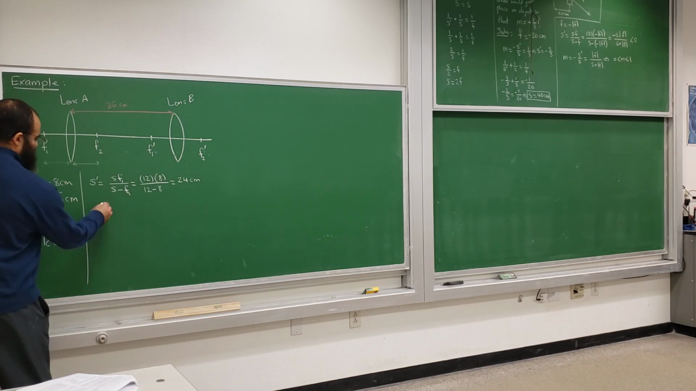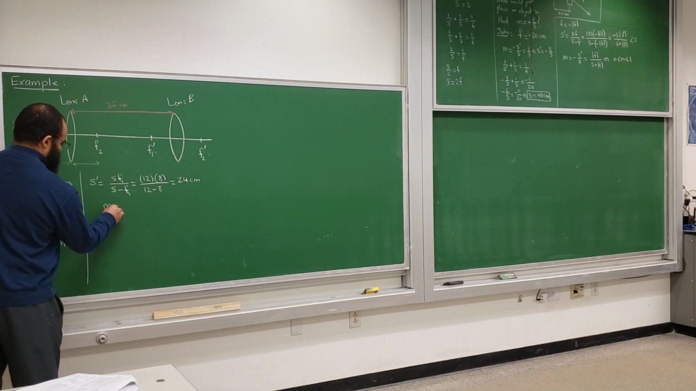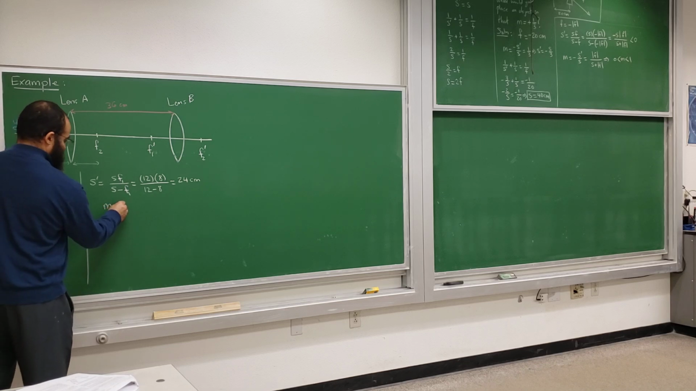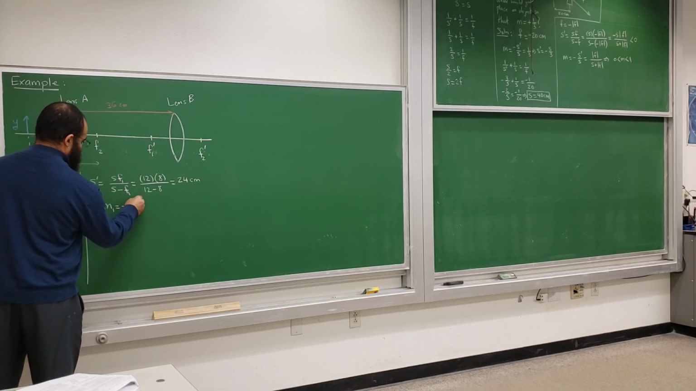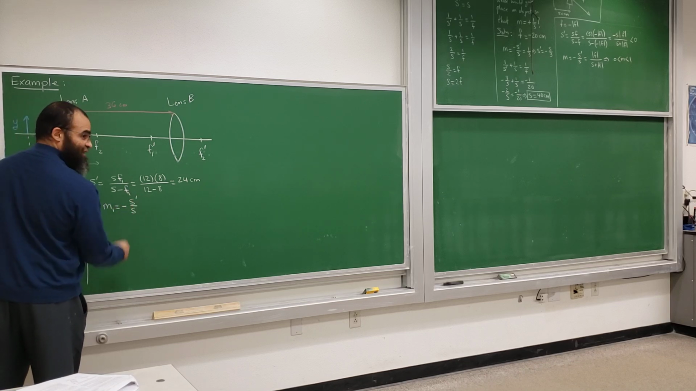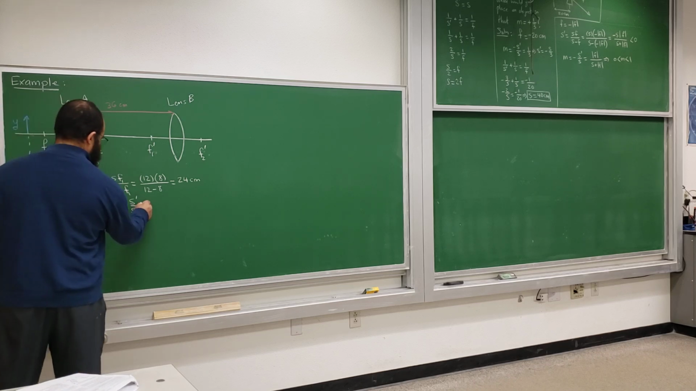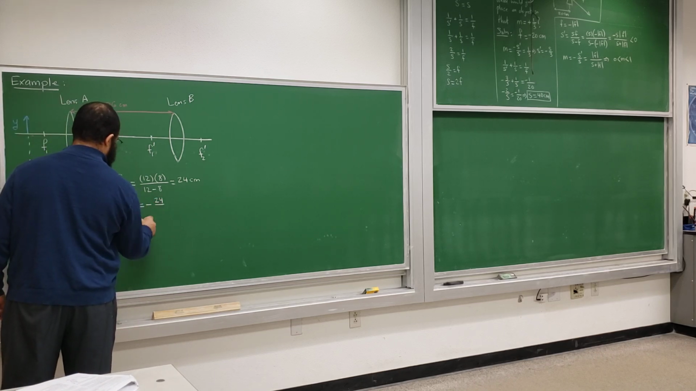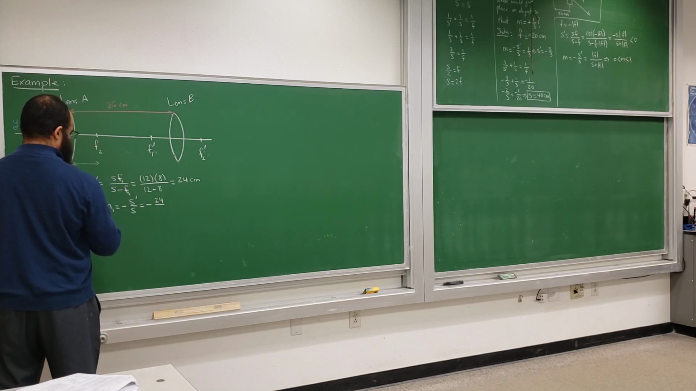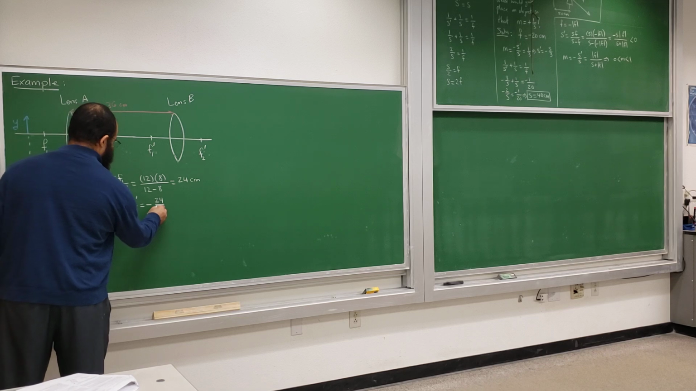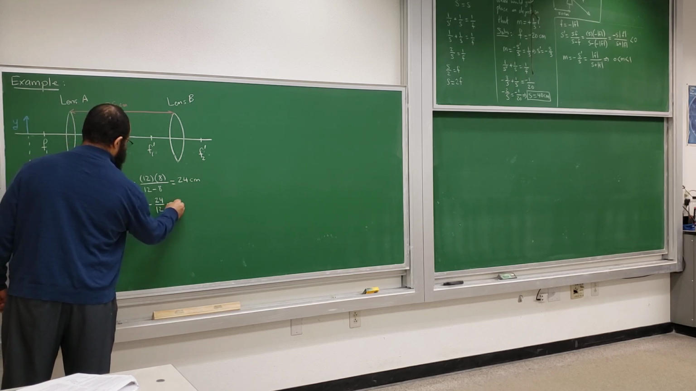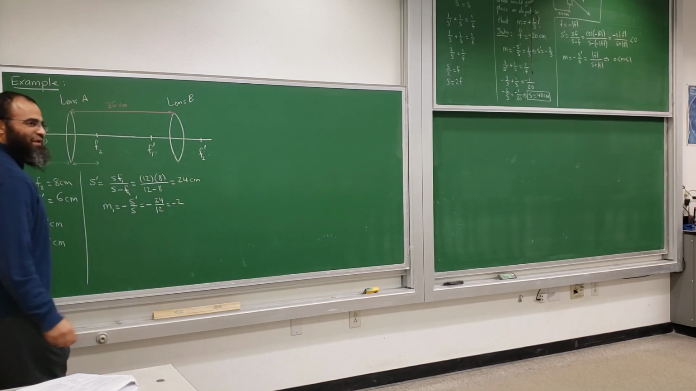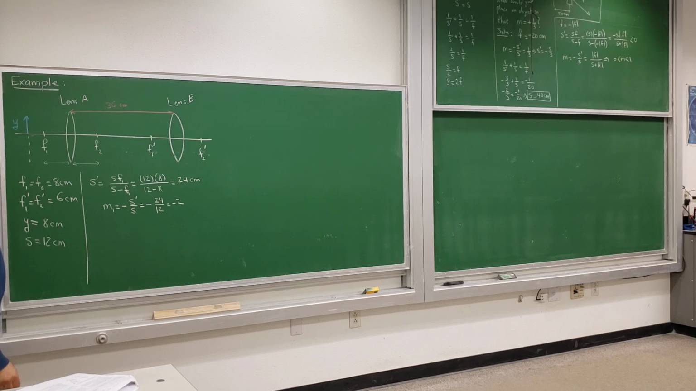So the magnification here, M1, the magnification due to lens 1, will be minus S prime over S. So we get minus 24 over what is S? 12. So I get minus 2. Okay? So the image is going to be here.